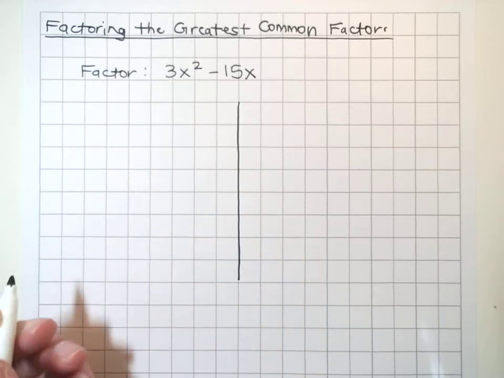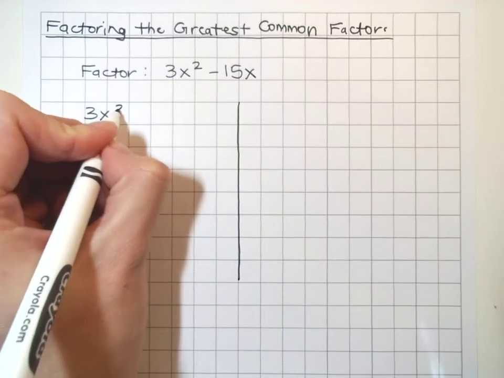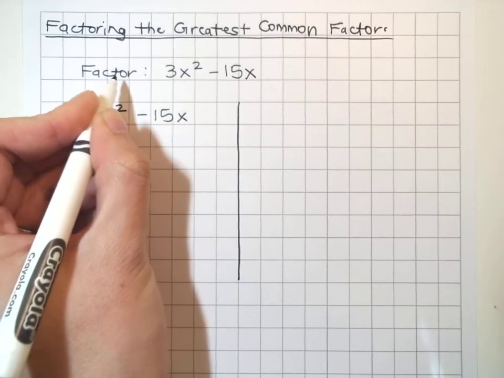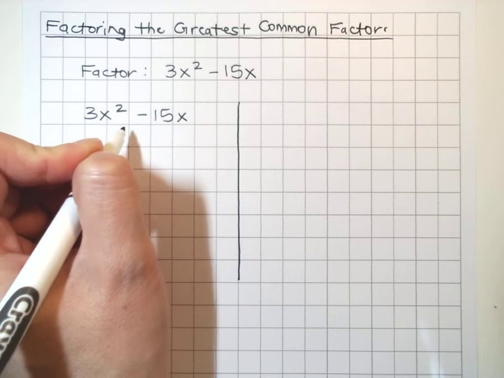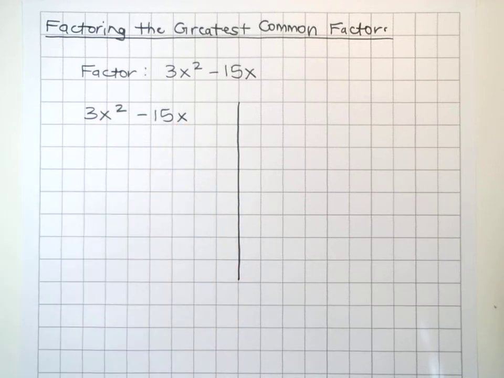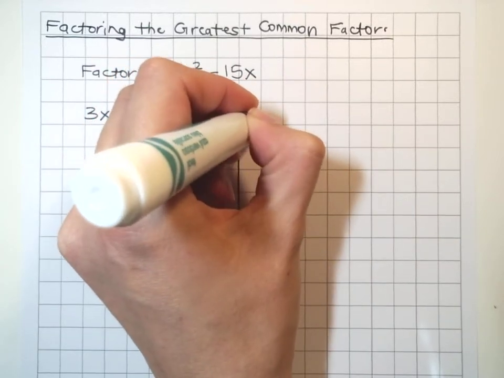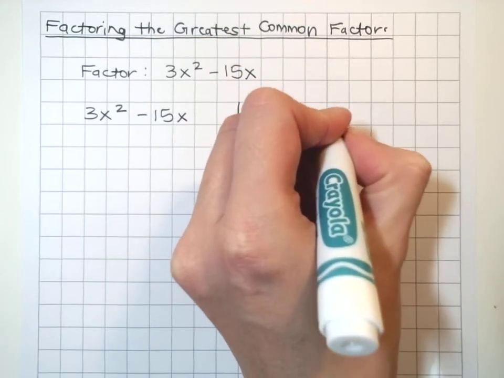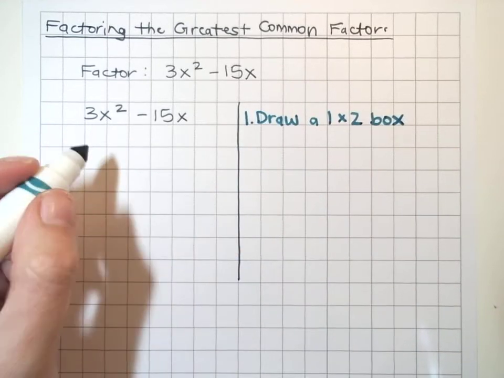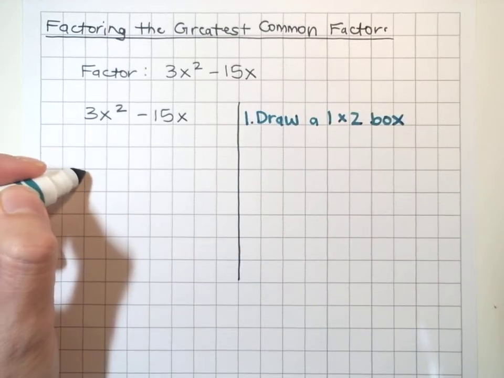Draw a line. So we're starting out with the problem 3x squared minus 15x. We want to know what are the factors. We call it factoring because we're figuring out the factors that multiply to give us 3x squared minus 15x. So first, we need to draw a 1 by 2 box. We have two terms, and that's why we need the two boxes.